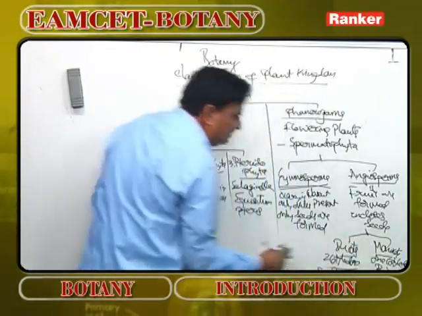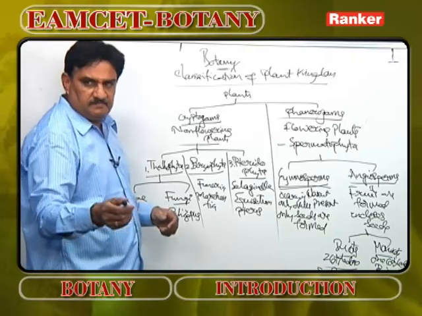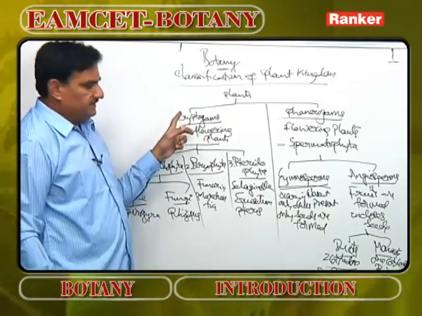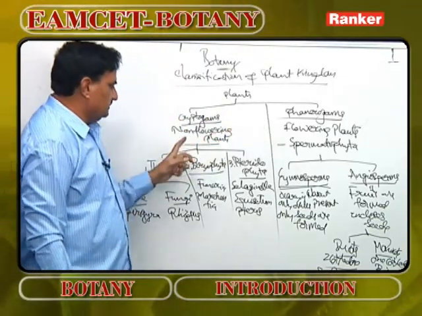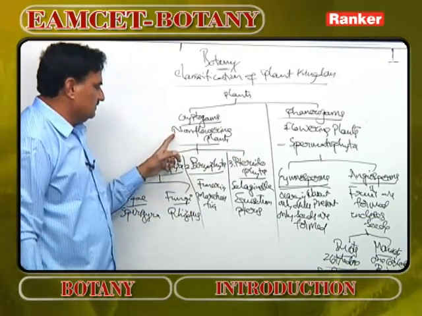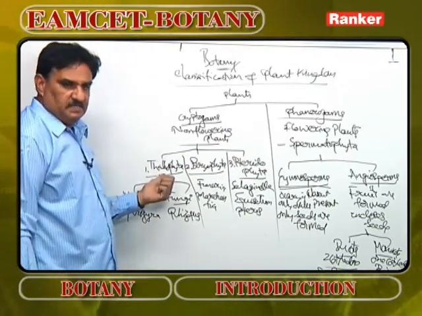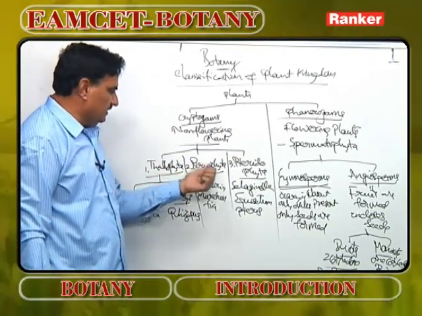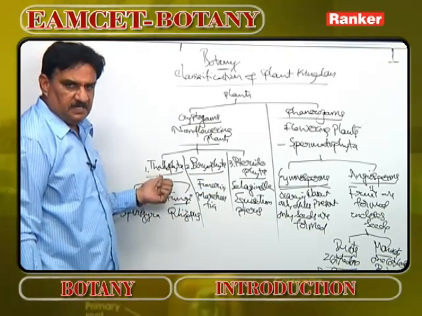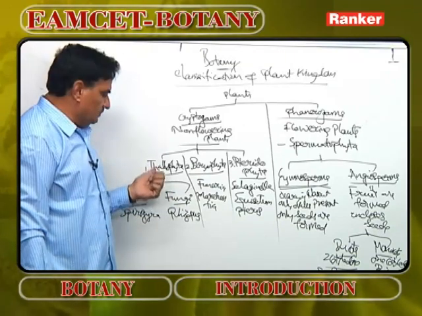So this is the classification of the plant kingdom. Plants are broadly classified into cryptogams and phanerogams. Cryptogams are non-flowering plants. Phanerogams are flowering plants. Cryptogams are divided into three divisions: Thallophyta, Bryophyta, Pteridophyta. In Thallophyta, the plant body is a thallus. Thallus means undifferentiated plant body without root, stem and leaf.